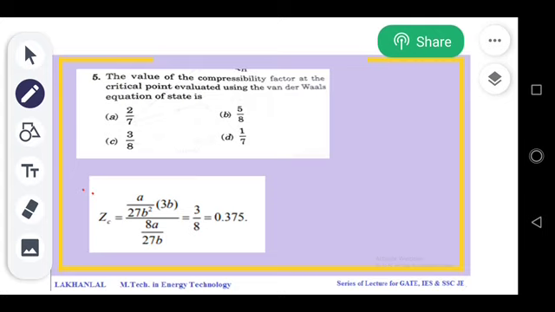So you just put this like this. This is P. This is your molar volume Vc. This is the value of RT. So this comes out to be 3 by 8, which is equal to 0.375. So correct answer is your C. Okay.